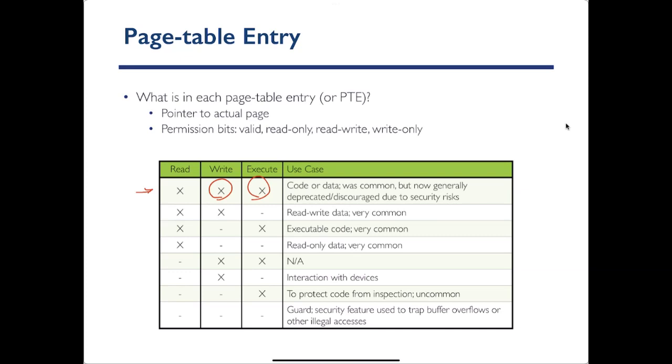The other combination that you could consider is read and write. This is very common. You've seen it probably for your data. You have read and write permission for your files, for example. The other common permission is read and execute. This is basically common when you have a code page, a page that is representing a binary code. You want to read it and you want to execute it.